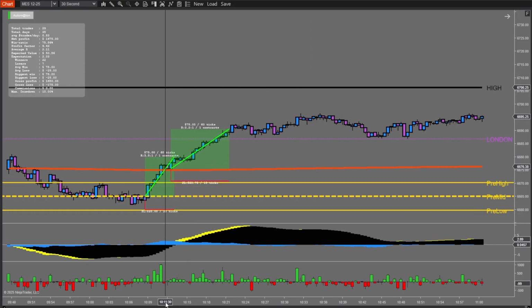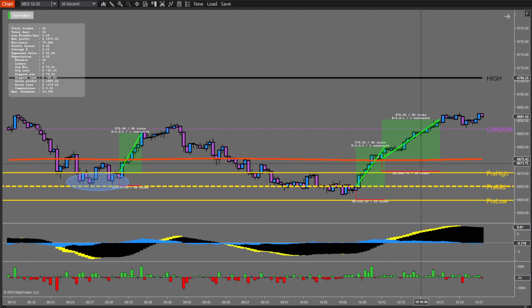Let me zoom in a little bit. But notice how we have a pullback to VWAP, and this is just like the previous one where we hit the mid-range, and then we came up, we had a pullback to VWAP, and then we go. So that right there, that's 60 ticks with a 20 tick stop loss, and we can hit that just right.